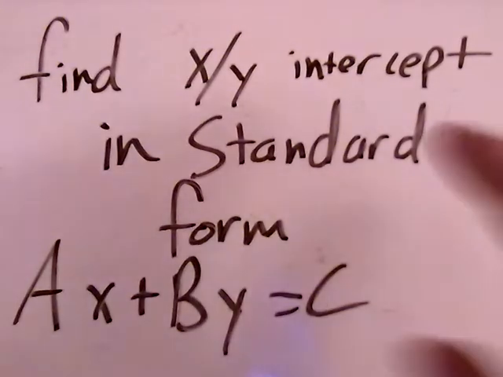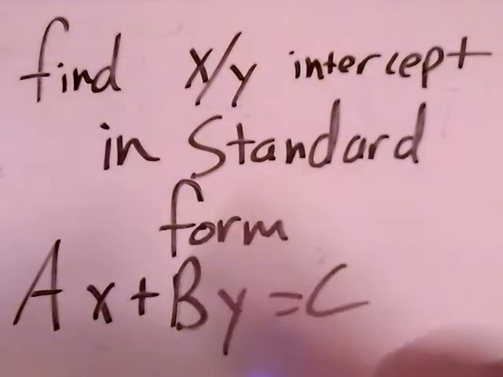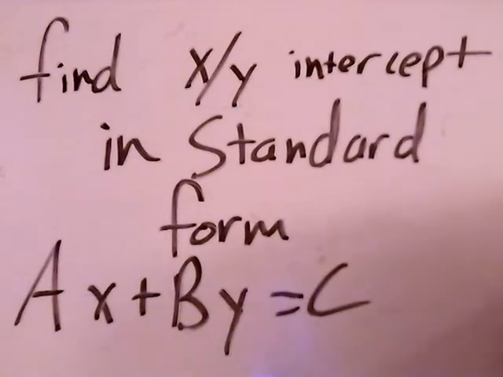Alright, in this video we're going to talk about finding the x and y intercept in problems that are in standard form. If you don't remember, standard form is ax plus by equals c. A, b, and c are usually whole numbers or fractions. But we're going to work with finding the x and y intercept.